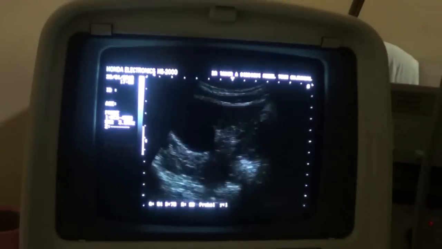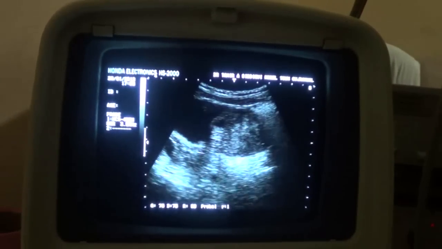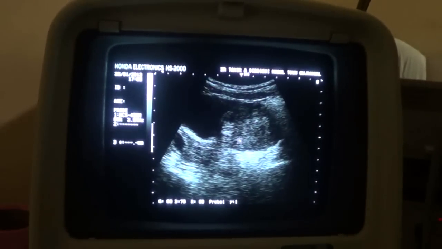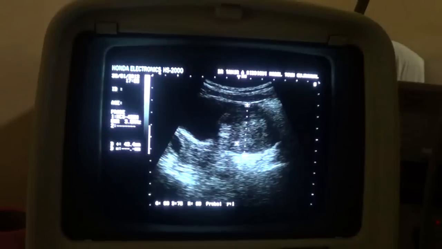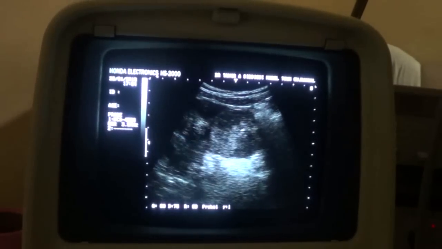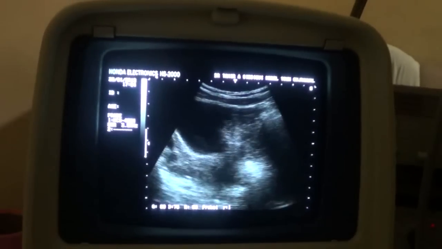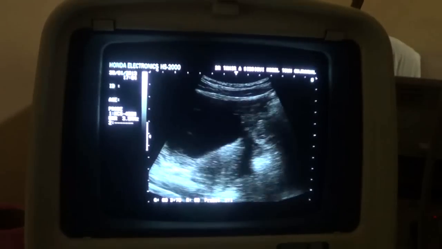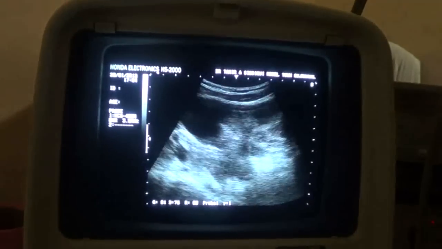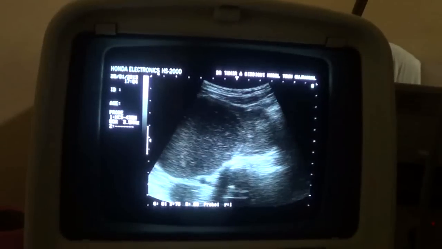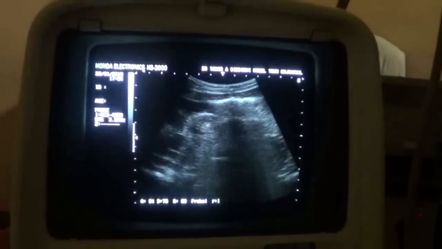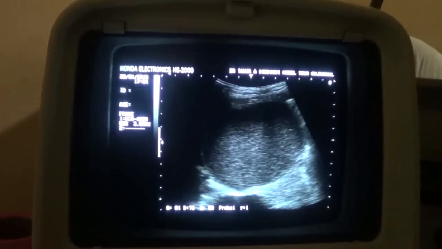And now when I am angling the probe towards the left adnexa, I see a thin-walled, echo-filled cystic area, measuring approximately 4.3 by 5.5 centimeters. Don't take the measurement as accurate, because this is not the full view of the cystic area. This was just to show you that there is a pathology in the region of the left adnexa. There is a large echo-filled cystic area extending from the region of the left adnexa right up to the umbilical region. Here now I am at the umbilical region, so I can see it up to there.